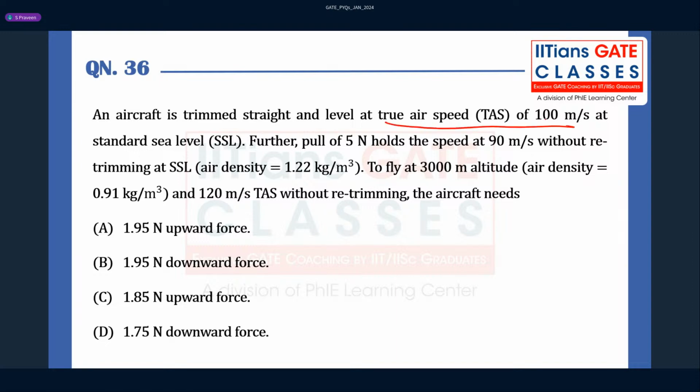A true airspeed of 100 meters per second is given at standard sea level. That's the first thing. Further, a pull of 5 Newton holds the speed at 90 meters per second without retrimming. To fly at 3000 meter altitude, how much upward force is needed? And that too at 120 meters per second true airspeed, right? So let's do that. Pretty simple problem again.